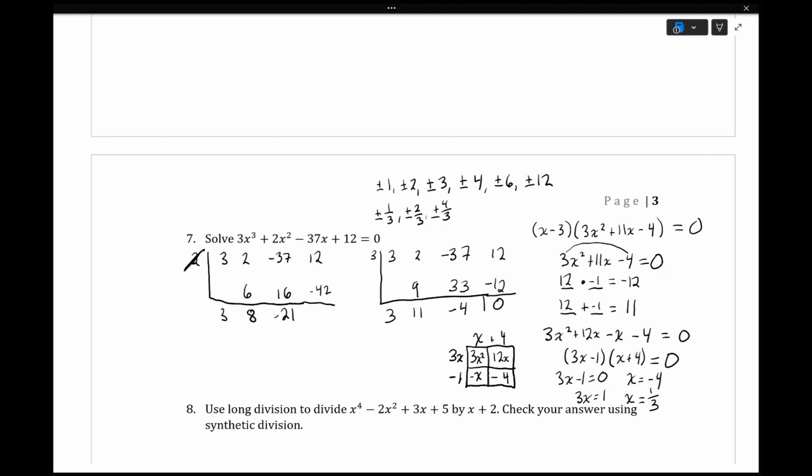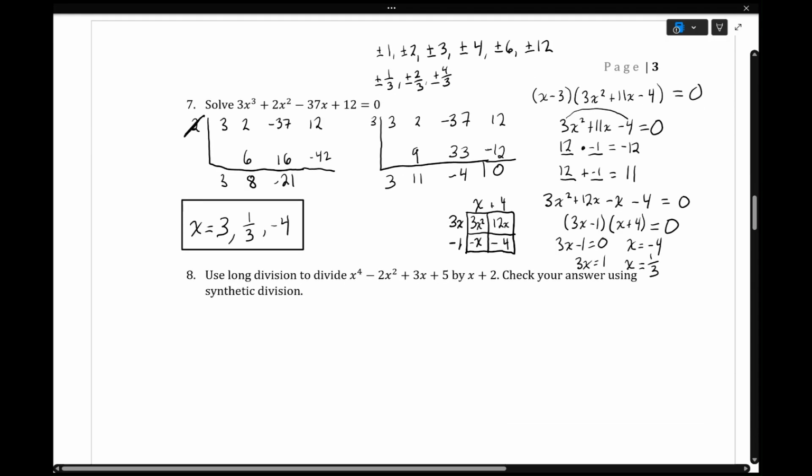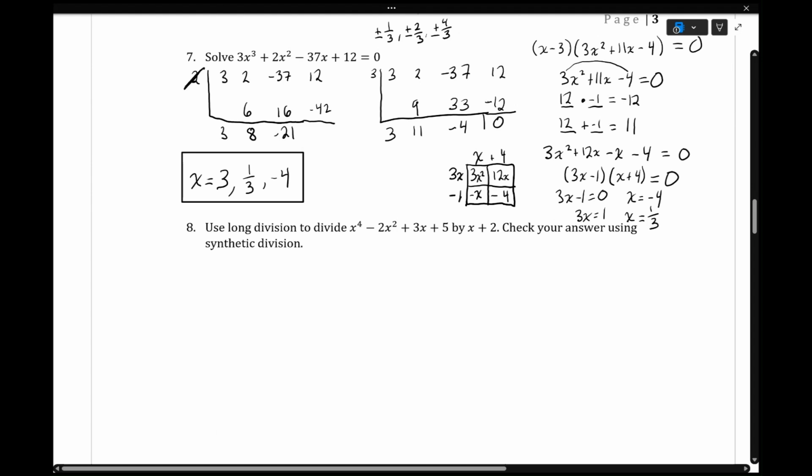So in the end, we end up with solutions of x equals 3 from our synthetic division, and then 1/3 and -4 from factoring our quadratic. Wasn't that fun? And then just for funsies, let's practice our long division.